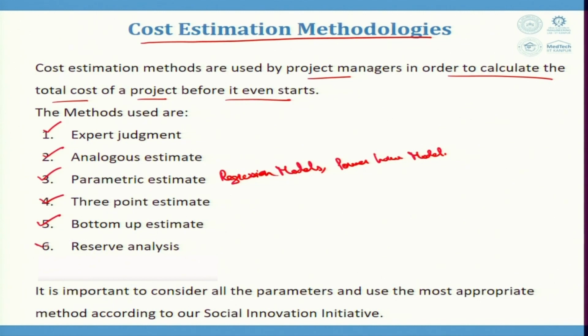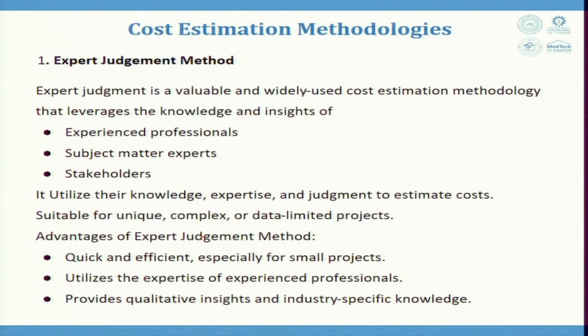Then we have reserve analysis. Reserve analysis means that certain uncertainties and certain risks are there. To address the potential risks, cost overruns or maybe schedule delays, these methods are used. It is important to consider all the parameters and use the most appropriate method according to our own social innovation initiative. So, we need to select one of the methods based upon the innovation or the kind of information or data that we have. Let us try to discuss all of these one by one.